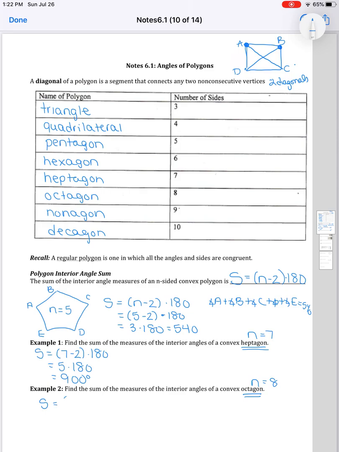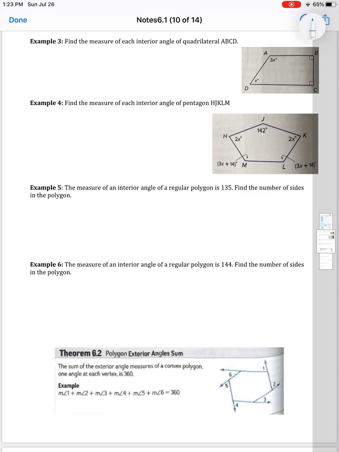It says find the sum of the measures of the interior angles of a convex heptagon. So the most important thing is you use that chart above and you know how many sides the figure has. So n is 7 in this case. So S equals n minus 2 times 180. So that's 5 times 180, which gets us 900 degrees. For example 2, we're dealing with an octagon. So that's where n is equal to 8. So S equals 8 minus 2 times 180. So that's 6 times 180, which puts us at 1080 degrees for all of those inside angles.